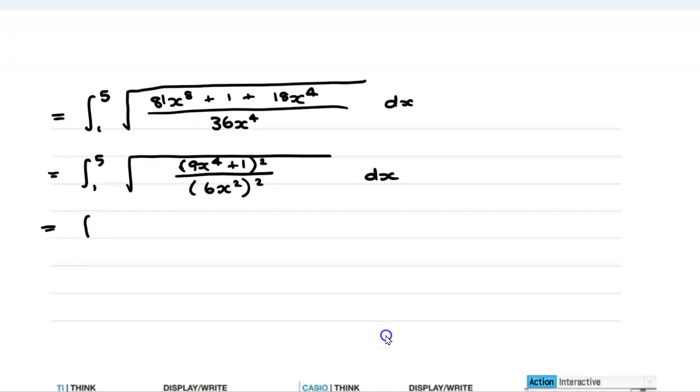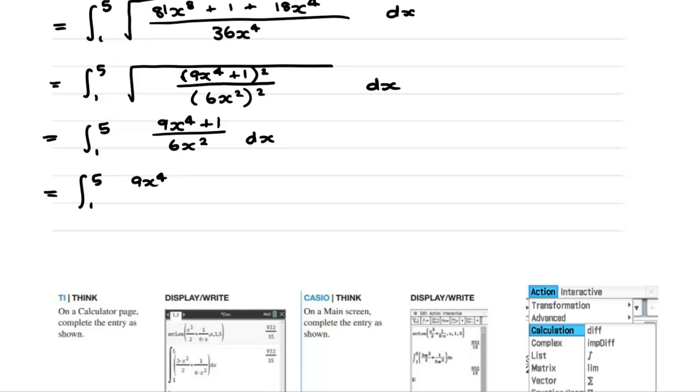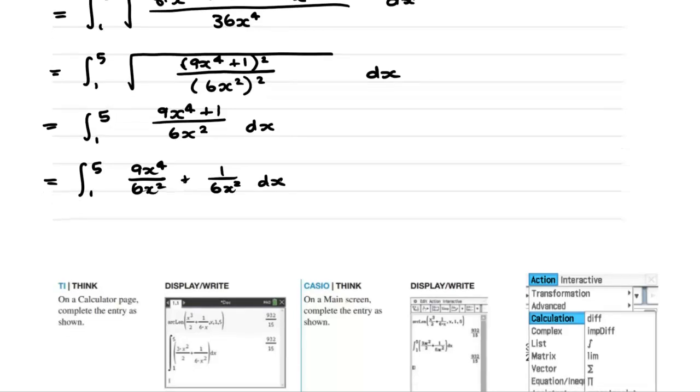Meaning, when I take the square root of that, we're just going to have 9x to the power of 4 plus 1 on 6x squared dx. If we wrote 9x to the power of 4 on 6x squared plus 1 over 6x squared, now we're getting somewhere because we can simplify down that first bit. That would become 3x squared over 2, and we'd have plus 1 over 6x squared. Popping on our dx.